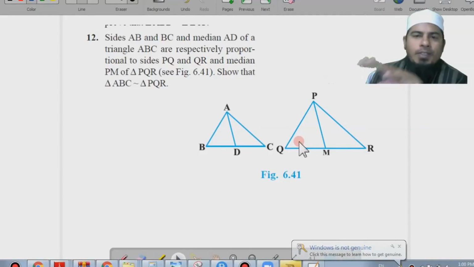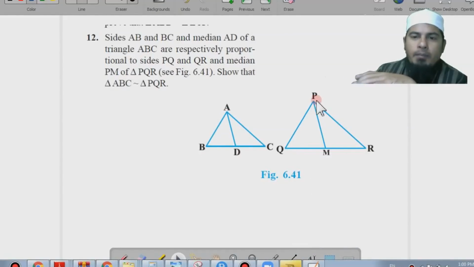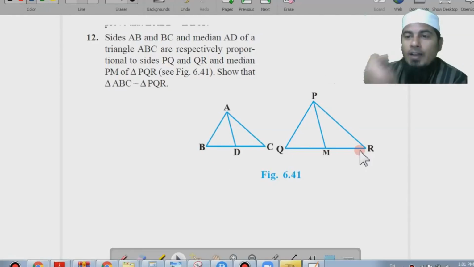In order to prove that, let us discuss orally how to do this. In triangles ABC and PQR, AB and PQ, BC and QR are proportional. Moreover, AD and PM are also proportional, which is given. So how do we prove triangle ABC and triangle PQR are similar? One thing, let us do it. We can prove triangle ABD and triangle PQM similar with the SSS similarity criterion.